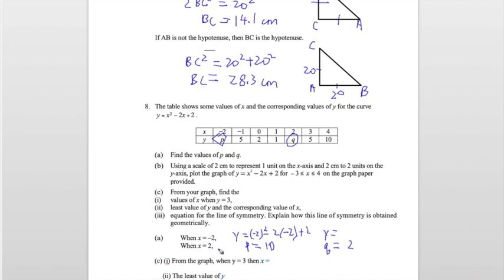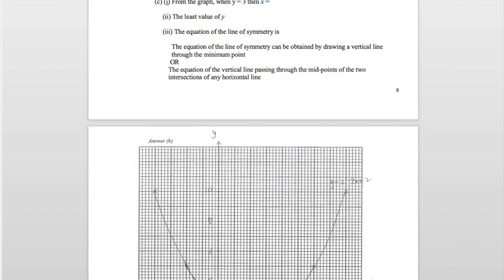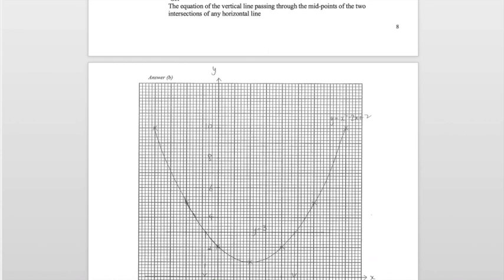Right, now the next thing we need to do is to find out from the graph. Part B, we need to draw the graph. Okay, so we have already drawn the graph. So from the graph, we have to read the values. When y is 3, we need to draw the line y is 3, which is this line here on the graph, and then read off the x value.